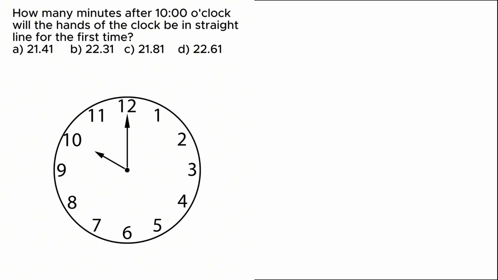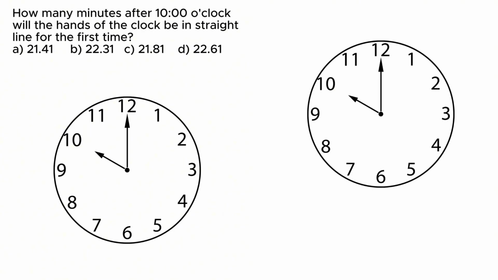How many minutes after 10 o'clock will the hands of the clock be in a straight line for the first time? A. 21.41, B. 22.31, C. 21.81, and D. 22.61 minutes.